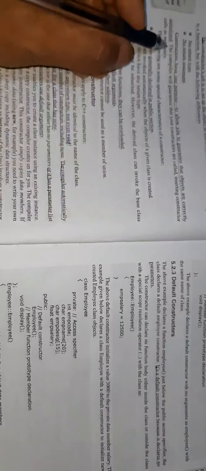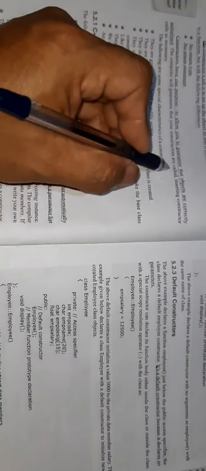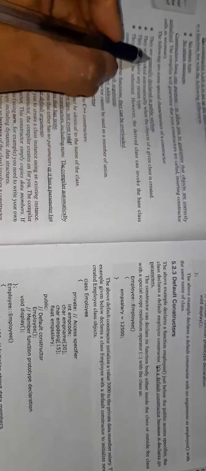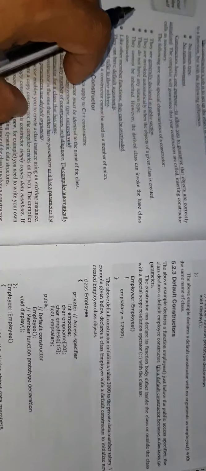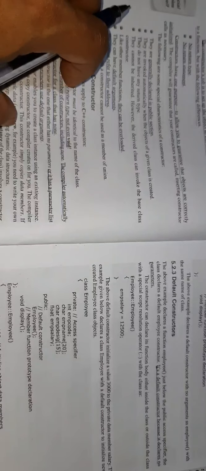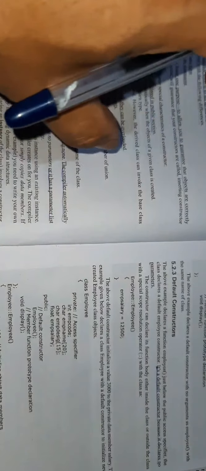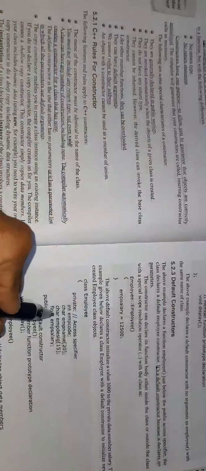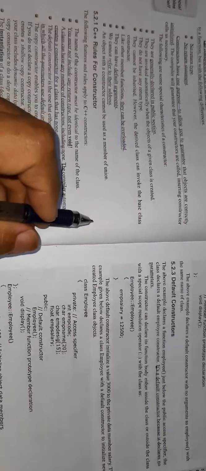Now the compiler will guarantee that your constructors are called, inserting constructor calls as necessary. So these are some of the special characteristics of a constructor. The first one: it is not generally declared in the public section, it is always declared in the public section. A constructor will always be public. It cannot be private. A constructor cannot be private.